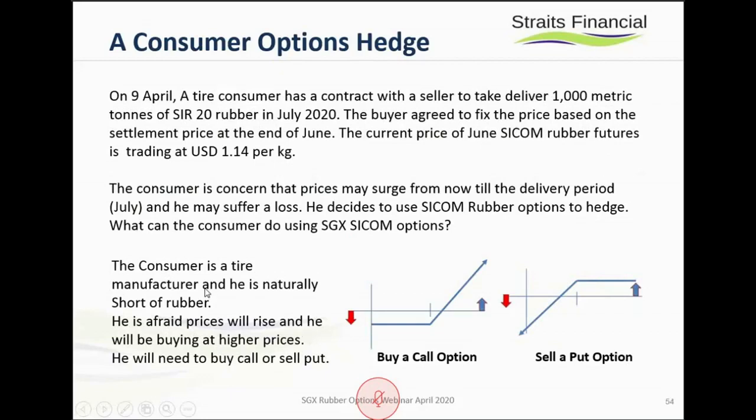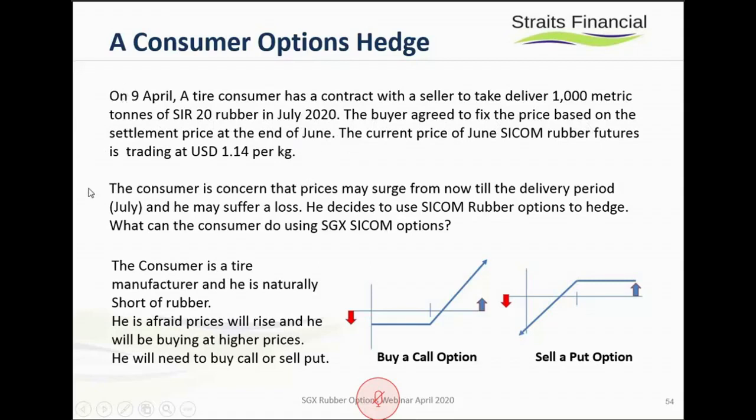What about the processor? What about the consumer? A consumer is a tire manufacturing company. Today, on the 9th of April, a tire consumer contacts the seller and wants to take 1,000 metric tons of SIR 20 again in July. The buyer agreed to fix the price based on the settlement price at the end of June.